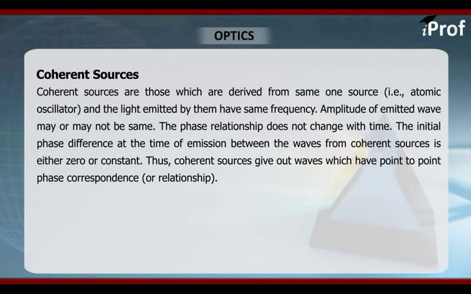The initial phase difference at the time of emission between the waves from coherent sources is either zero or a constant. Thus, coherent sources give out waves which have point-to-point phase correspondence. In a nutshell, coherent sources are the sources which emit light waves of the same frequency, amplitude may not be the same, having a constant phase relationship. That is, the phase relationship between the waves is not a function of time.